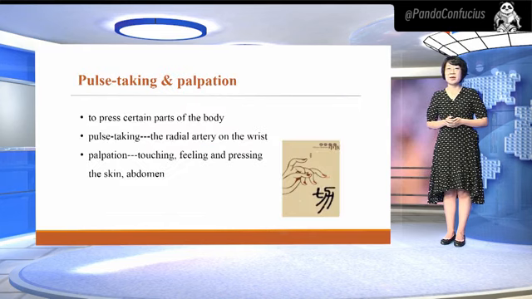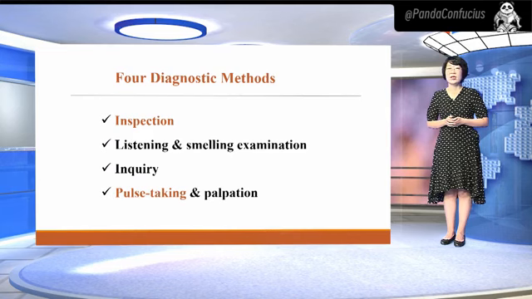Pulse-taking and palpation are the methods performed by pressing certain parts of the body to examine the patient. Pulse-taking is done at the radial artery on the wrist to examine the conditions of the pulse. Palpation is done by touching, feeling, and pressing the skin and abdomen, by detecting the pathological changes. And among these, inspection and pulse-taking are key points for you.